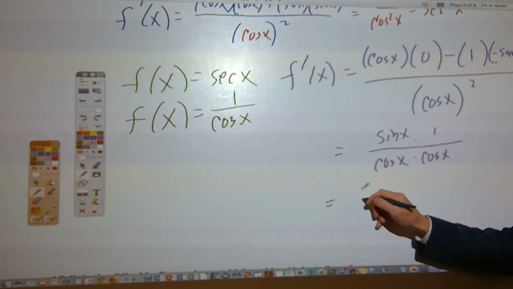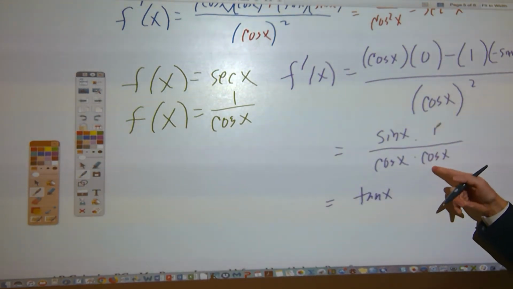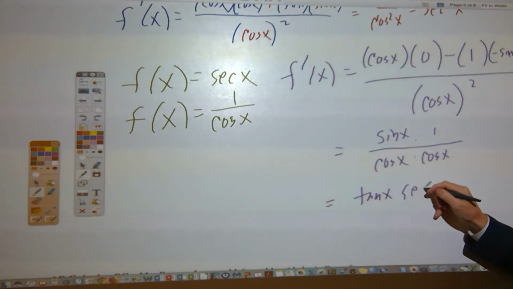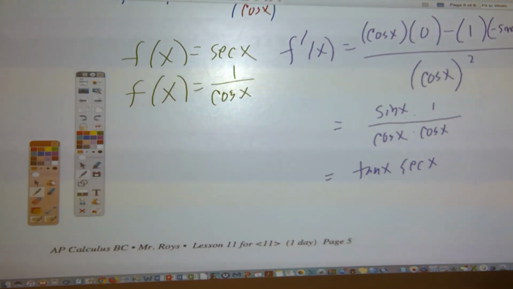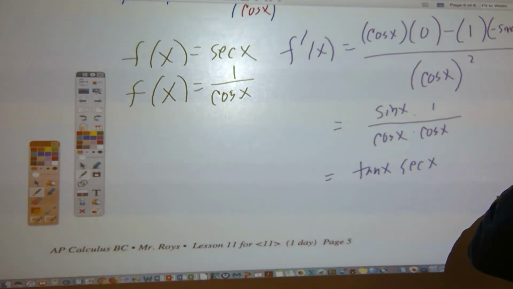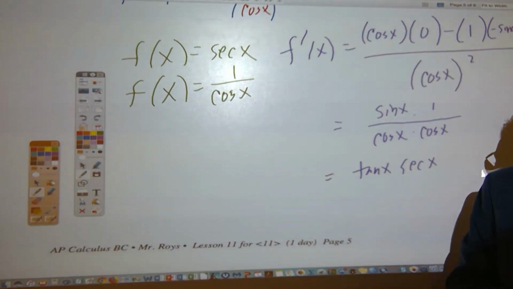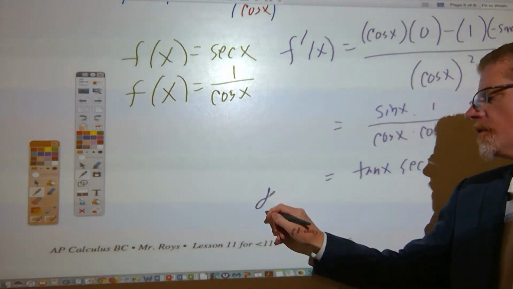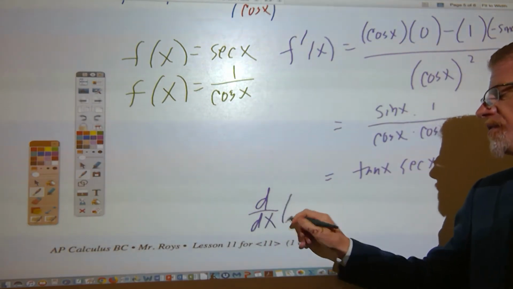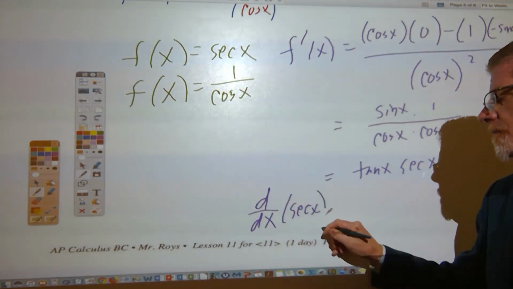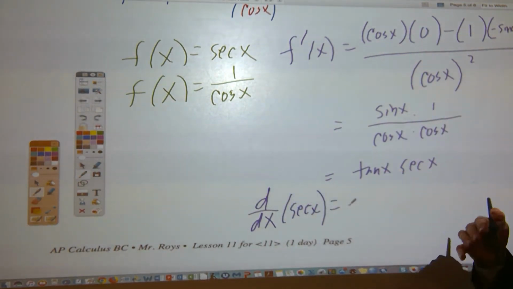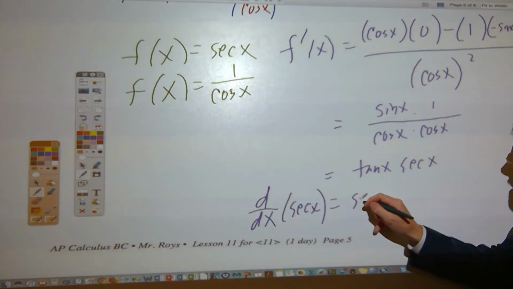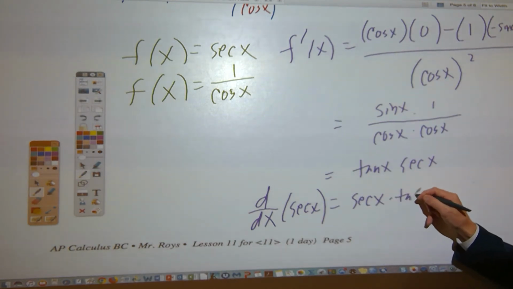Sine over cosine is tangent x. 1 over cosine is what? Can somebody help me out? What is secant x? For the purpose of quick recall, when you're thinking of the derivative of secant x, say secant first, because then in your mind it's easy to remember. The derivative with respect to x of secant x is secant x times tangent x.